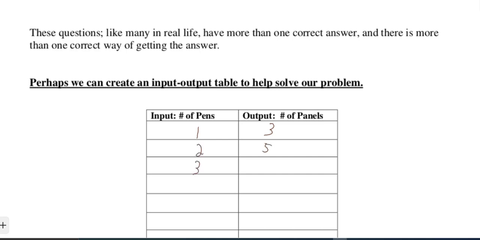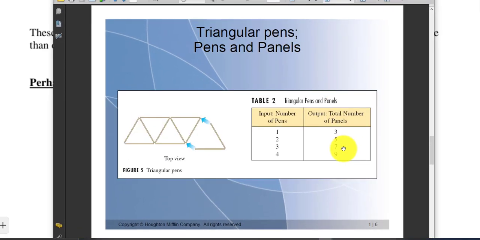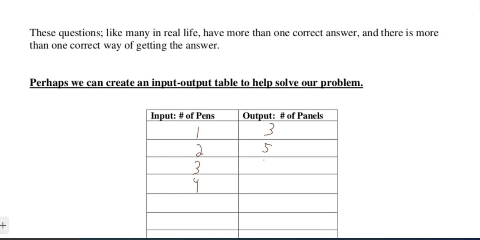And then what about 3 or 4 horses? For 3 horses, you could just count the panels: 1, 2, 3, 4, 5, 6, 7. Every time we add a horse, we add 2 panels. 8, 9, 10, 11. So it looks like we're going up by 2s, and you can see it's written out for us here conveniently. 3, 5. So we start out with 3, but then we need 2 extra panels every time we add a pen. That's why we go from 5 to 7 to 9. So I'll just write 7, 9.